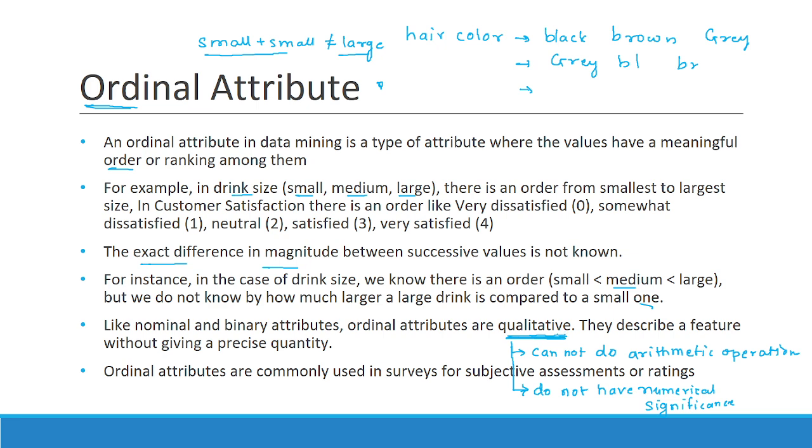Okay? Now where these ordinal attributes are used, these ordinal attributes are used in surveys. Like I told you, many times you see these attributes when you are giving feedback. Like even after end of meeting, Google asked me how was your experience, right? Even if you do some WhatsApp call, and when you disconnect the call, WhatsApp will ask you how was the voice quality, or how was your experience. So such ordinal attributes are used in surveys for subjective assessments or rating.